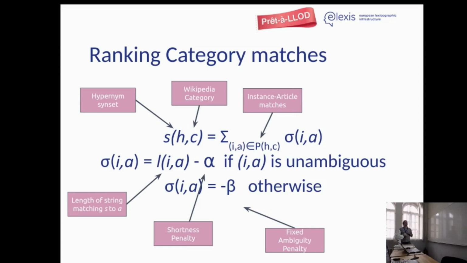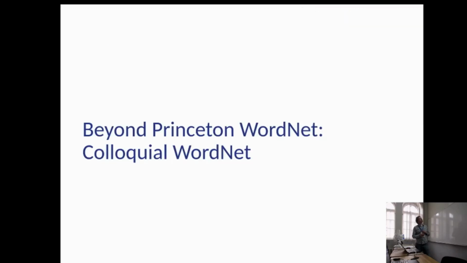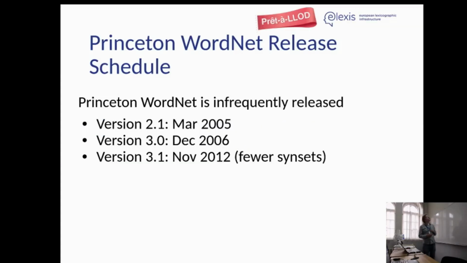So we incorporate this into a formula. I'll skip it. And then we did this manually. We went through all linkings, and we linked 7,500 synsets in WordNet to Wikipedia, and this gold standard data set is here. Let's say English WordNet.